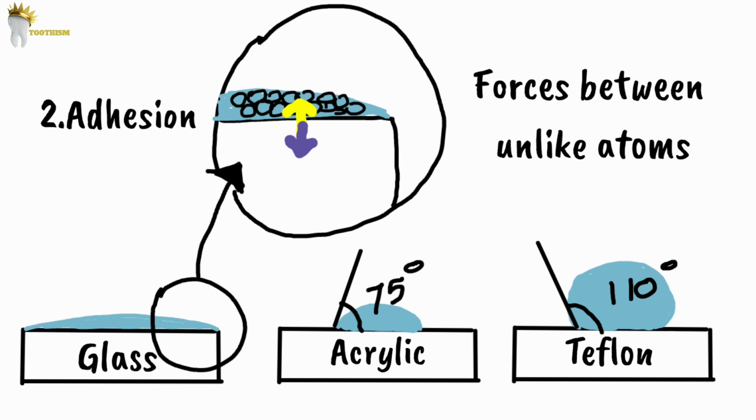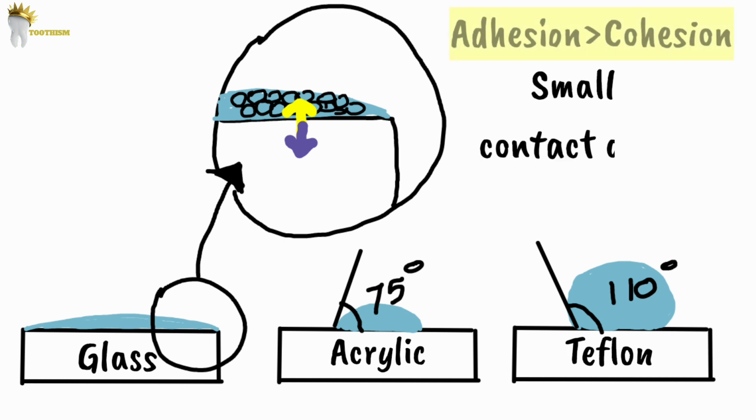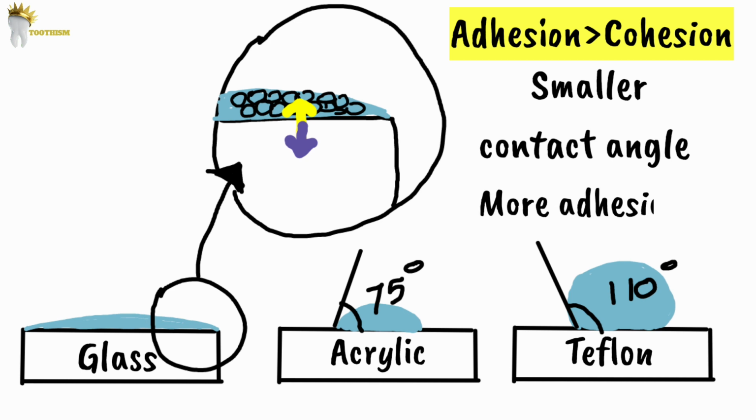When the liquid spreads broadly over the solid surface, it results in a smaller contact angle. This means that the force of adhesion between the molecules of the water and the molecules of the glass is more than the cohesive force between the water molecules. So smaller contact angle means more adhesion.